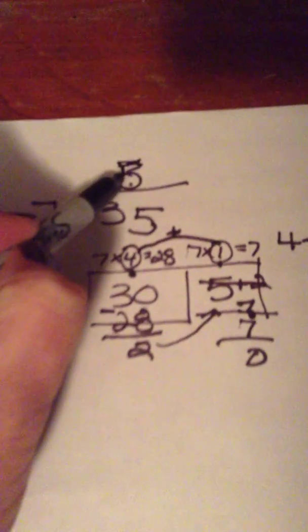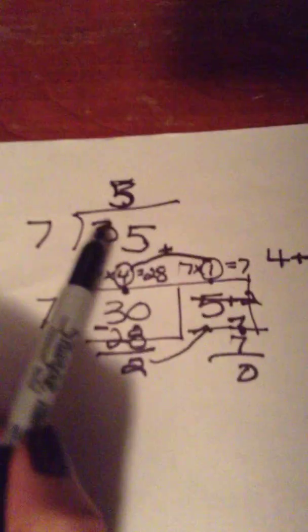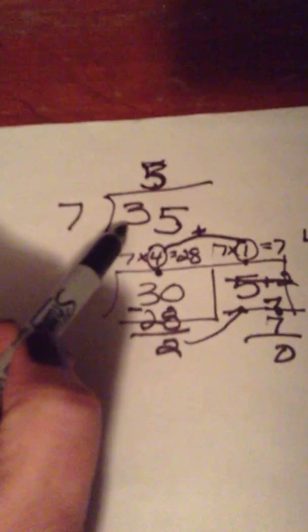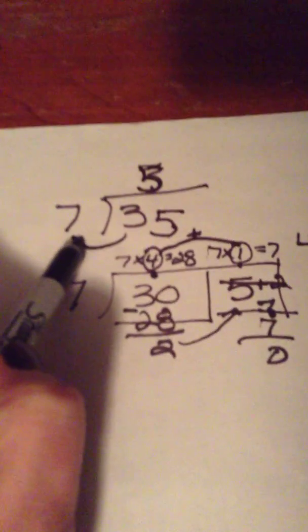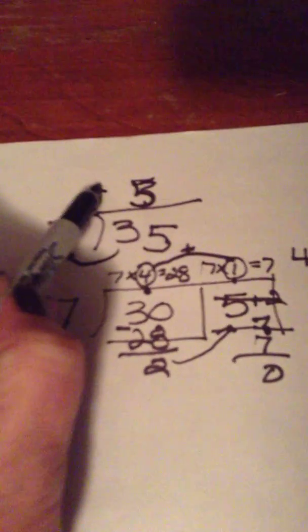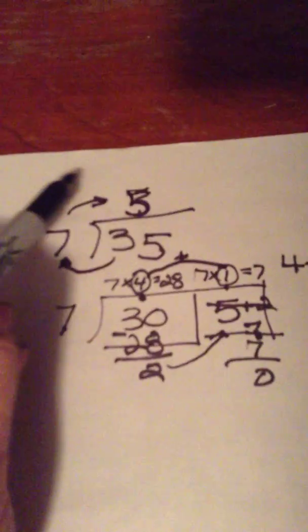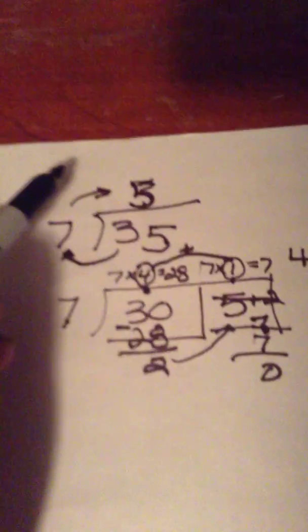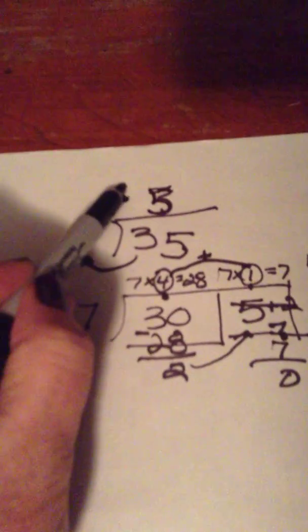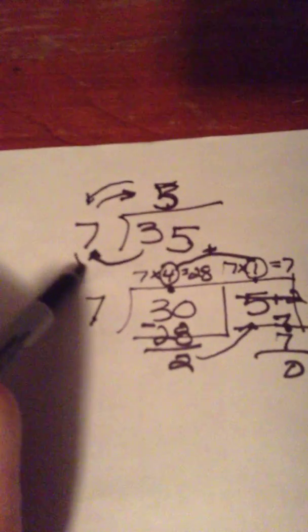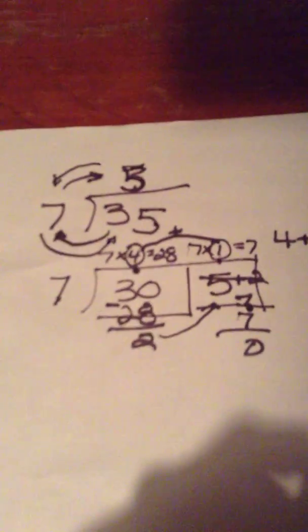My quotient is 5. Now remember, division is the opposite of multiplication. So if I go this way, 35 divided by 7 equals 5. That means I should go backwards and get the same and have it right too. 5 times 7 equals 35. And that is a true statement.